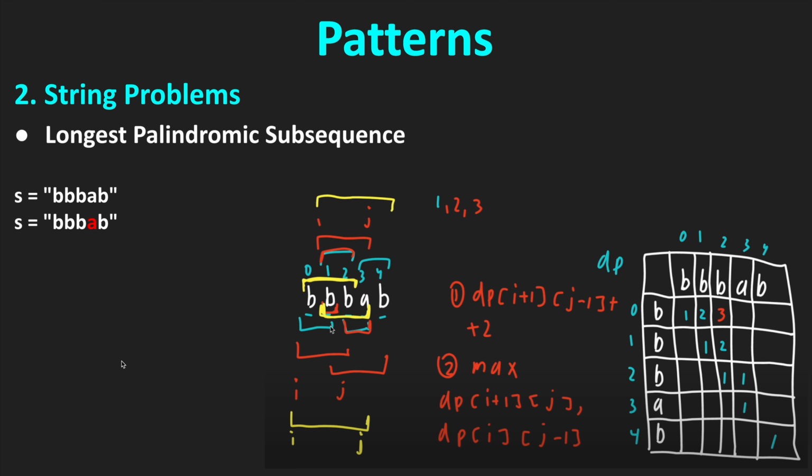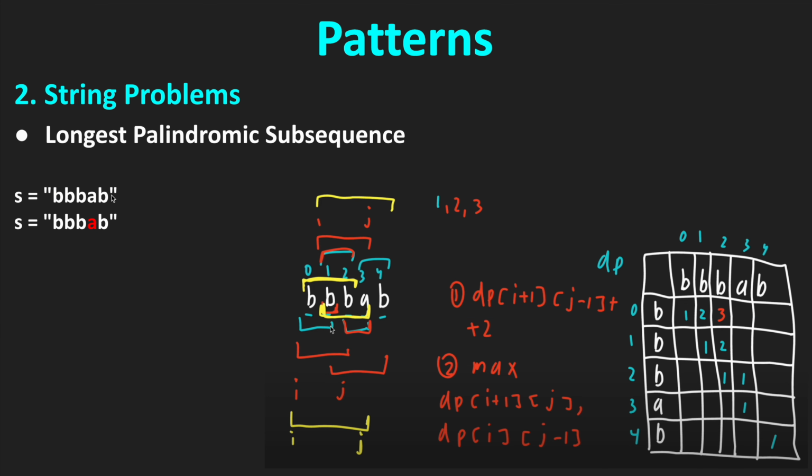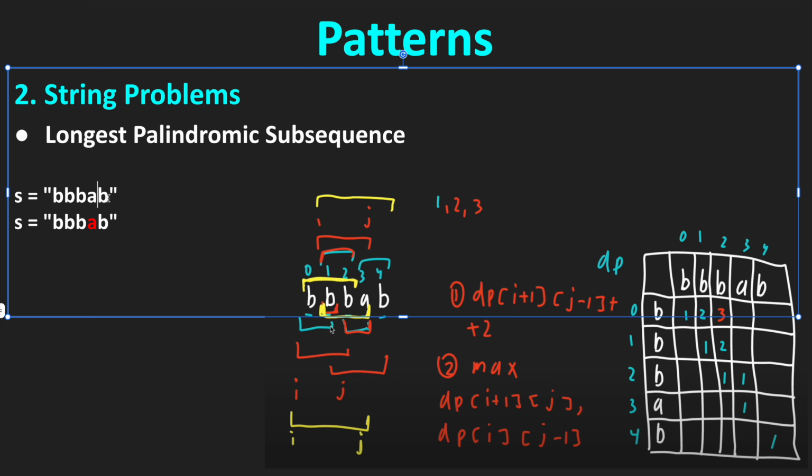If they are not equal, what are we taking? We are taking the maximum of either 0 to 4 for this subproblem, or from 1 to 5, right? So we are taking 1 to 5.